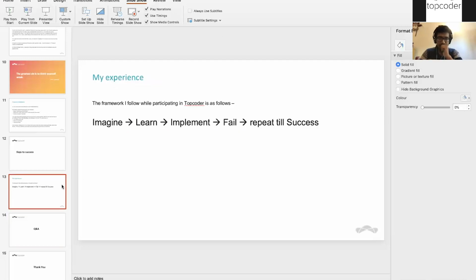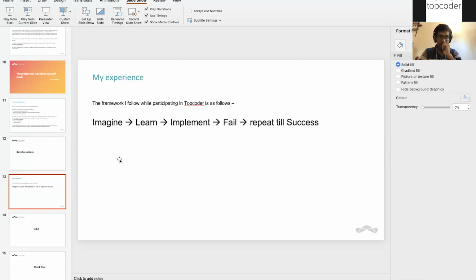I would say the pipeline I follow is a simple pipeline. I imagine the problem. I always try to give a novelty, so I think creatively about the problem statement. Then, 90% of the time, I do not know what needs to be done, so I try to learn that as fast as possible. After learning, I simultaneously try to implement that approach as fast as possible. Then I believe in failing fast. Obviously you will fail, but the faster you fail, the less effort it takes to solve that failure. So you need to fail fast enough so that you can repeat the whole cycle.